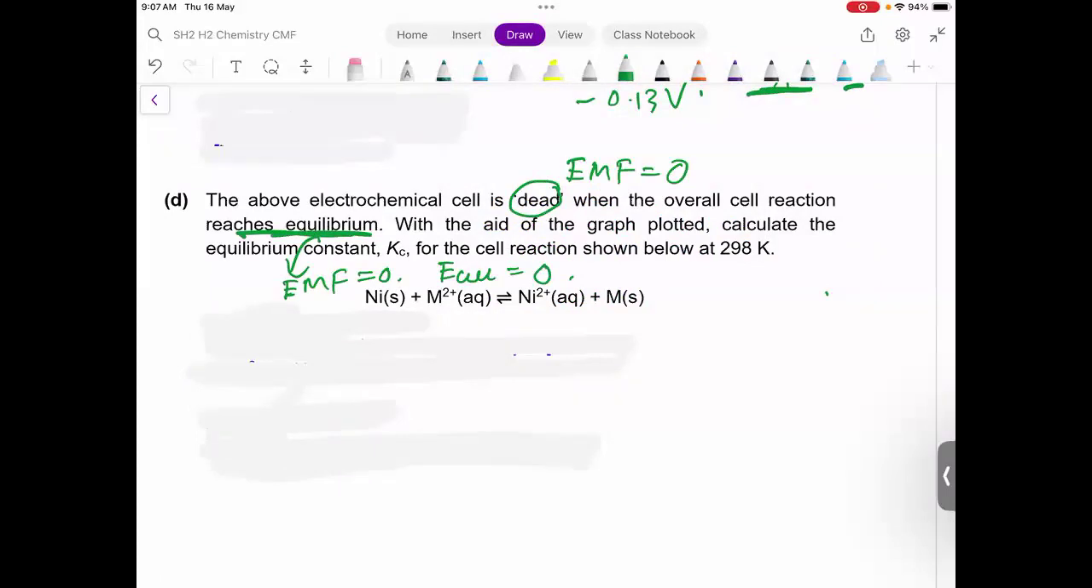Okay, so because of this criteria, then you have to make use of the x-intercept. So earlier on, we made use of the y-intercept, whereby logarithm 1 mole per dm cube of M2+ is 0. Now we are making use of the x-intercept, whereby E cell equals 0. So from there, you are able to deduce the concentration of nickel 2+. Are you able to deduce the concentration of nickel 2+?